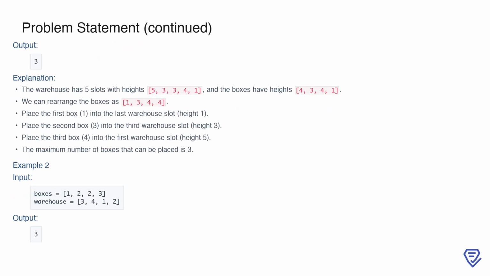Let's consider an example to make this clearer. Suppose the boxes array is 4, 3, 4, 1, and the warehouse array is 5, 3, 3, 4, 1. After rearranging the boxes as 1, 3, 4, 4, we can fit the box with height 1 into the last slot of the warehouse with height 1. Next, we place the box with height 3 into the third slot with height 3. Finally, we place the box with height 4 into the first slot with height 5. This allows us to fit a maximum of 3 boxes into the warehouse. The output for this example would therefore be 3.